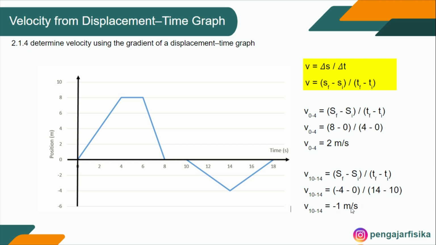It means that the object is moving to the left, since the velocity value is negative here. And as you see, the position change from 0 to negative 4 is to the left, because it's more negative.